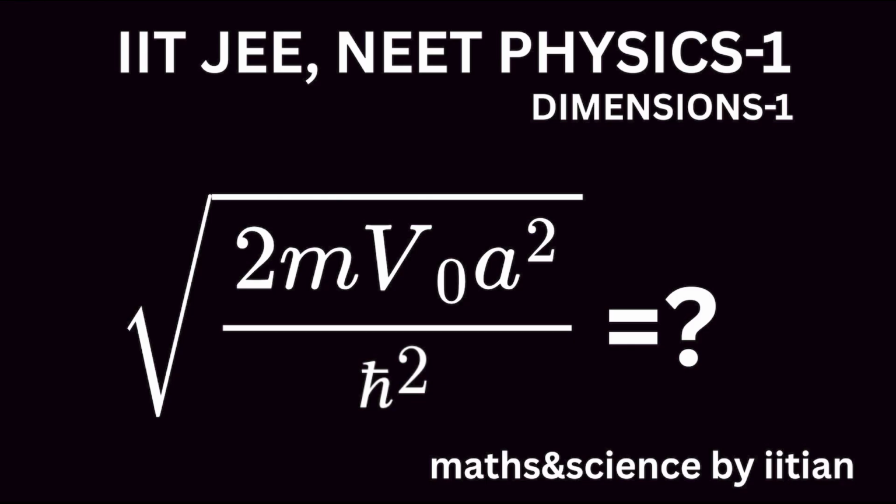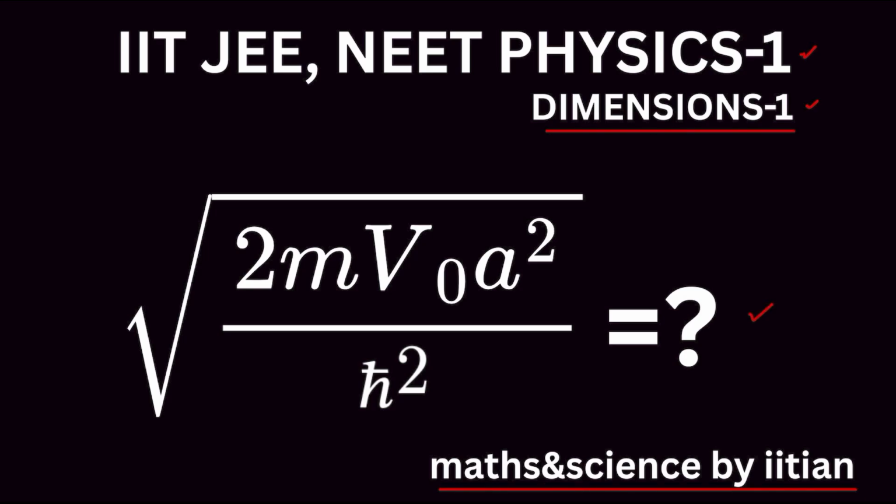In this, after giving a brief about the vectors, now we are really starting the physics as per the syllabus of IIT JEE and NEET. In this, the first chapter is units and dimensions. I will take up one example today so that you will appreciate the importance of dimensions and dimension theory and how to do the dimensional analysis.